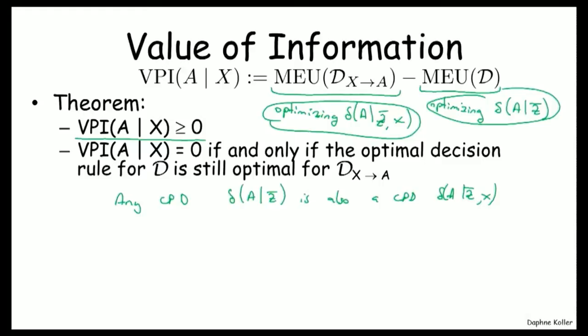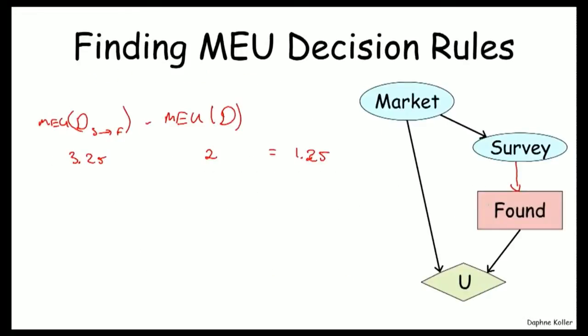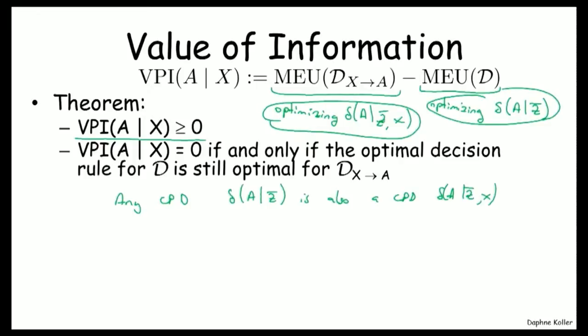And if it had a particular value there, it would still have that same expected utility value in the original diagram. So to go back to our example, for instance, if the agent has a decision rule that decides, say, to found the company regardless of the value of the survey, that is still a legitimate decision rule even when they get to observe the survey, and it would have exactly the same expected utility. And so that means that the set of decisions that I get to consider is just larger in the context of the richer influence diagram, and therefore one cannot possibly lose by exploring a larger space over which to optimize. Okay?